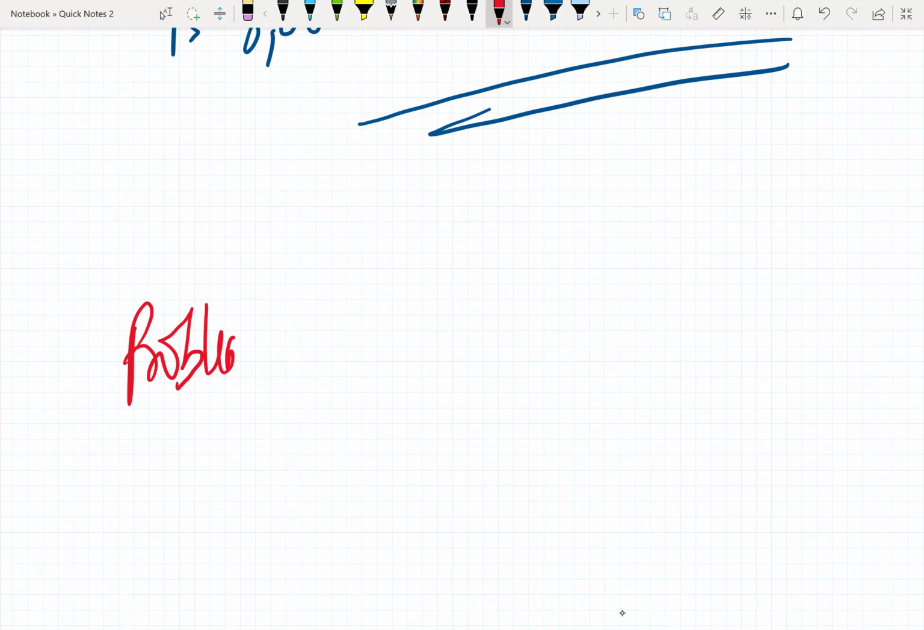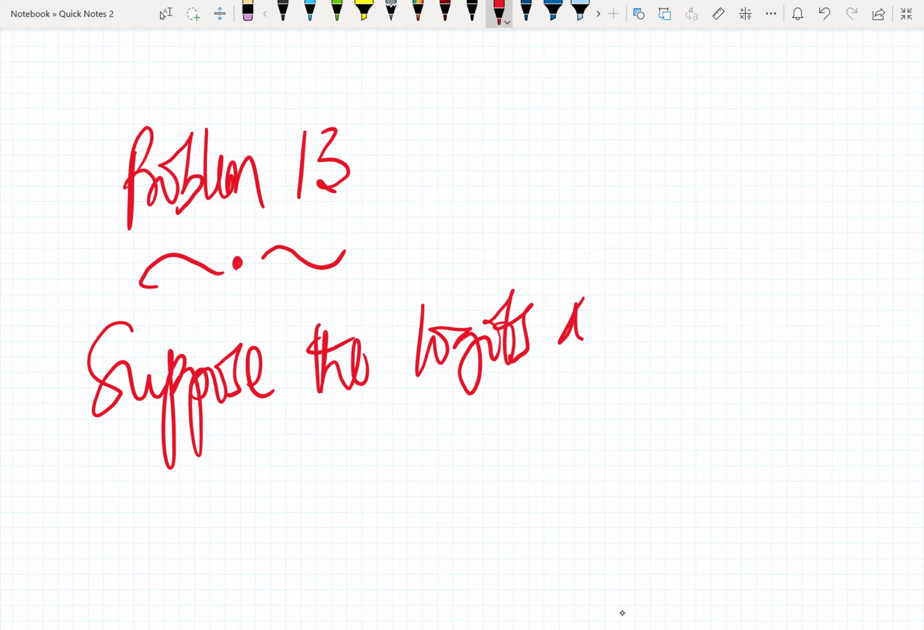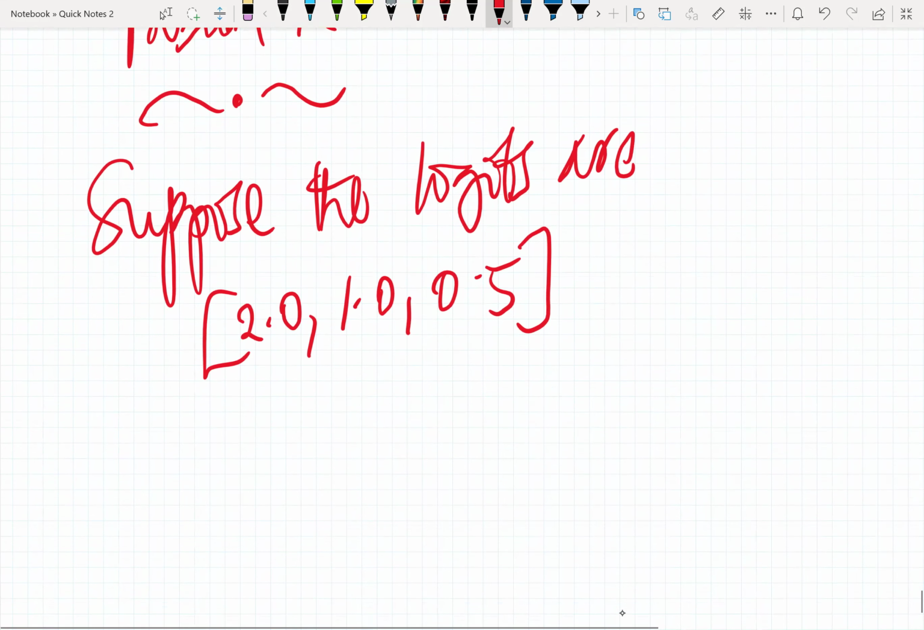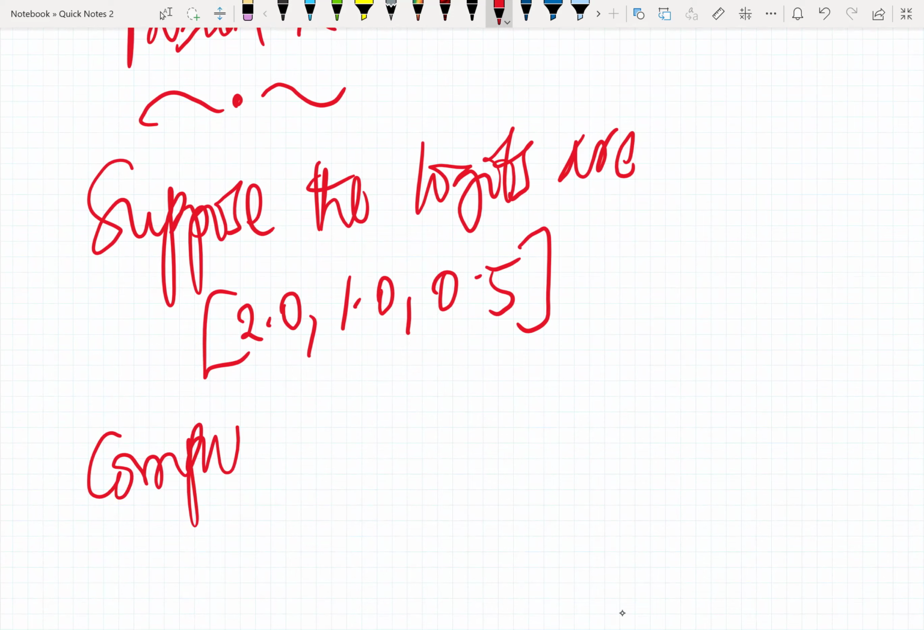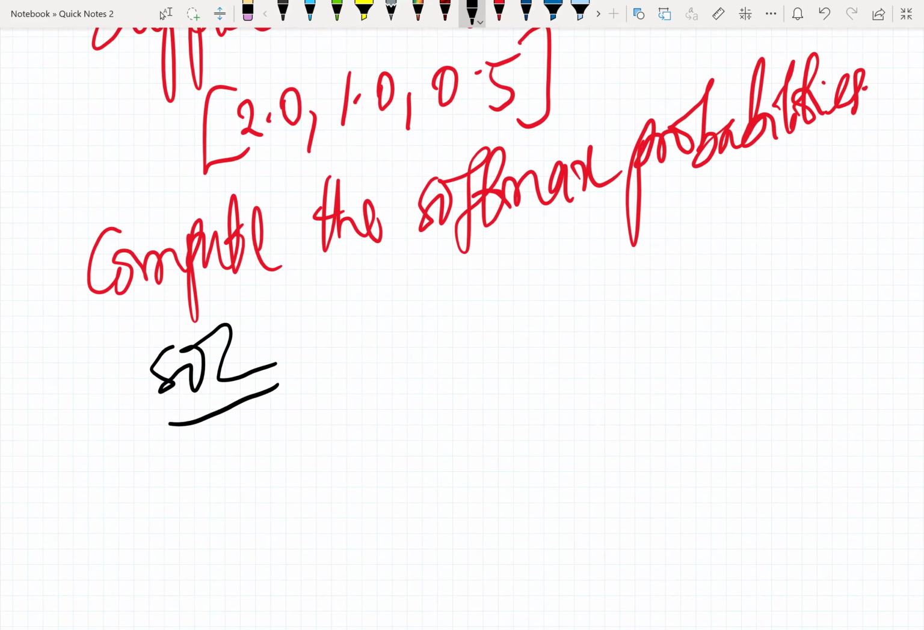Problem 13 says, suppose the logits are 2.0, 1.0, 0.5. So these are the Z values. It says compute the softmax probabilities. That is straight to the point, especially since temperature is not added here. So I'll just go for the solution.